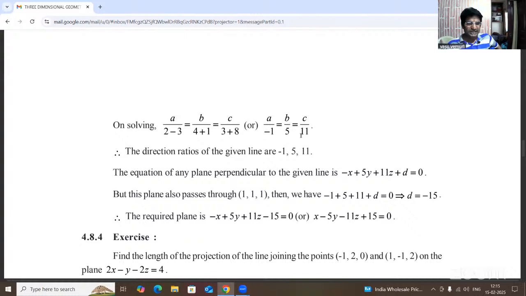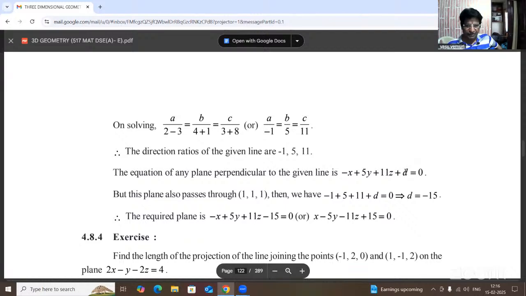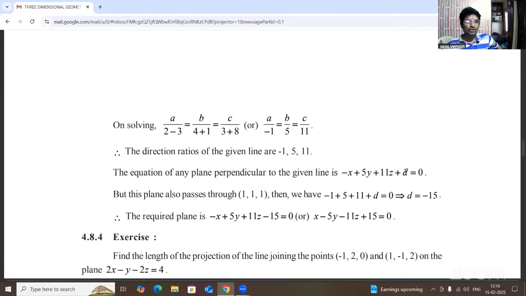Now this plane passes through the point (1, 1, 1), so replace the x, y and z coordinates in the plane equation to get the d value. Finally the required plane is minus x plus 5y plus 11z minus 15 equal to 0. That is, x minus 5y minus 11z plus 15 equal to 0. According to the theory, every problem is now easy to solve.